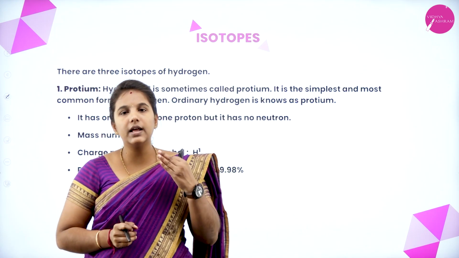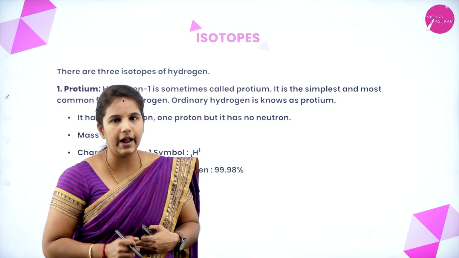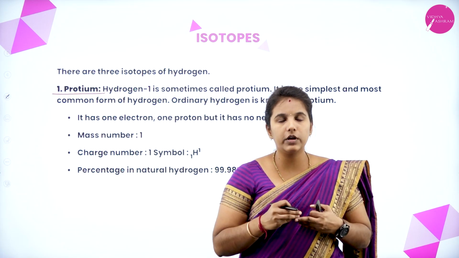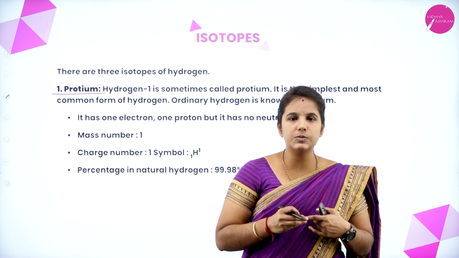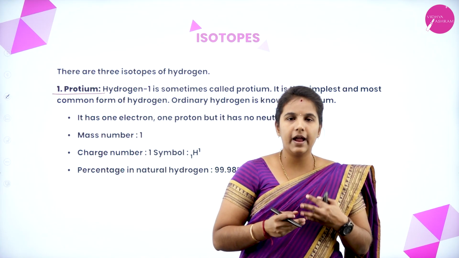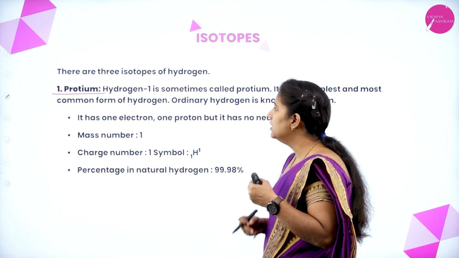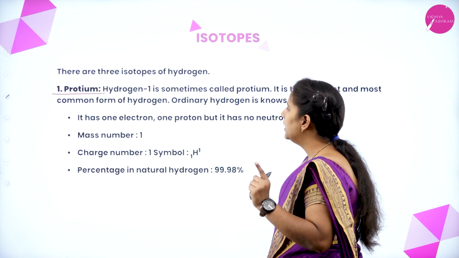Let's see the isotopes of hydrogen. There are three isotopes of hydrogen. They are protium, deuterium and tritium. So we'll see what protium, deuterium and tritium are, one by one. I'll go with protium now.